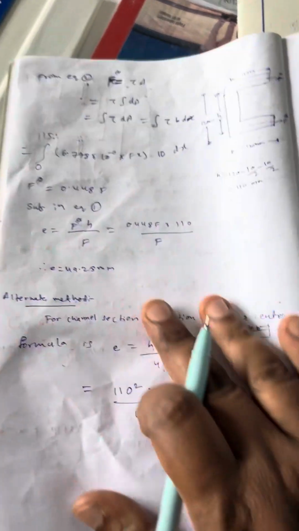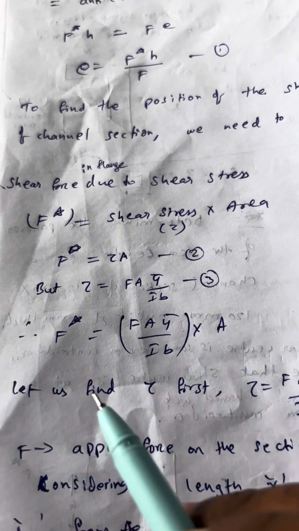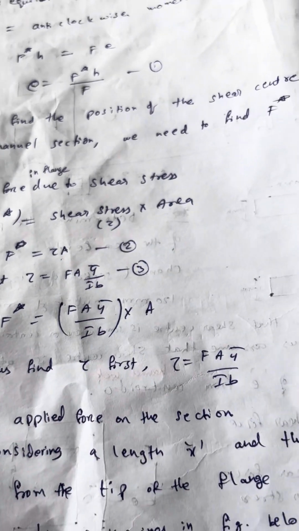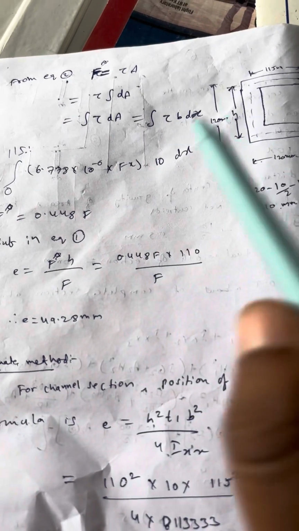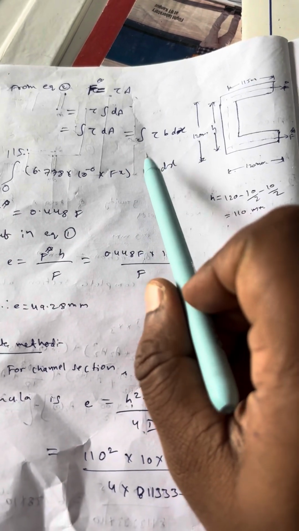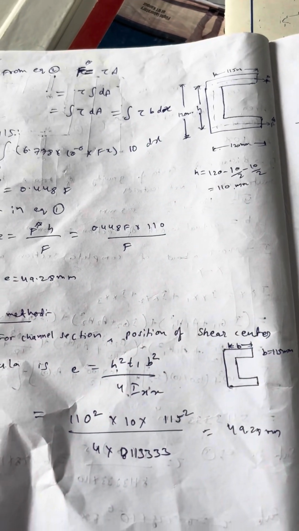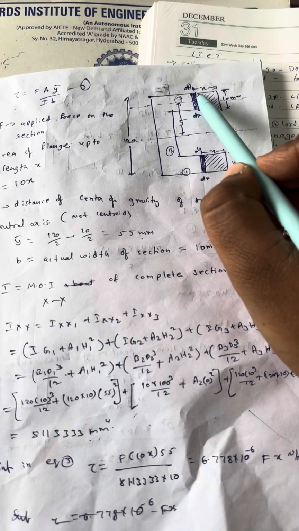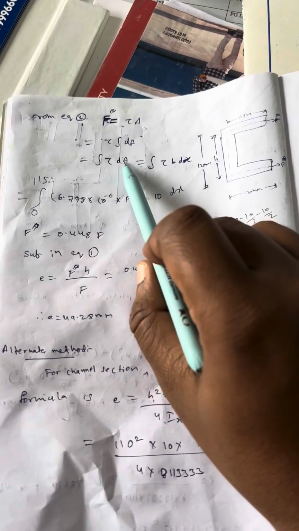Now from equation 2, what is equation 2? F star equals tau into A. That means you can write the integration of tau into dA. What is dA? It is b into dx. Substitute here b into dx.